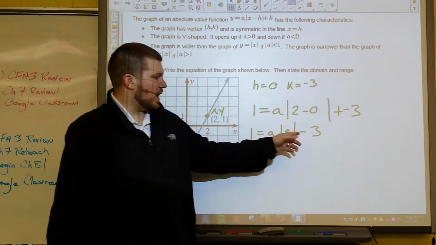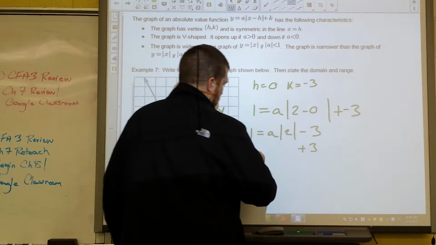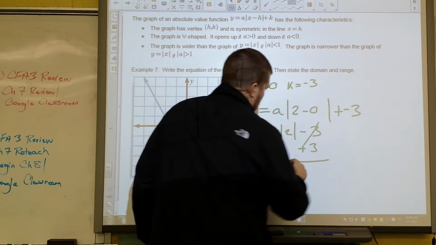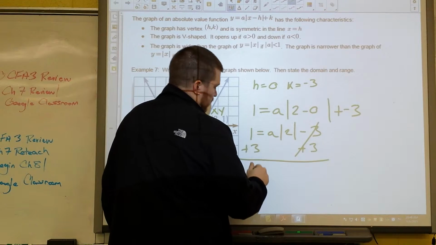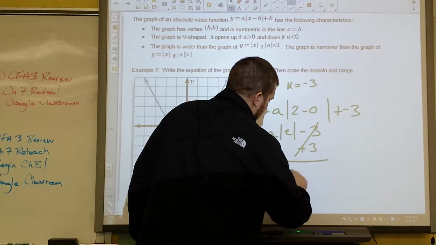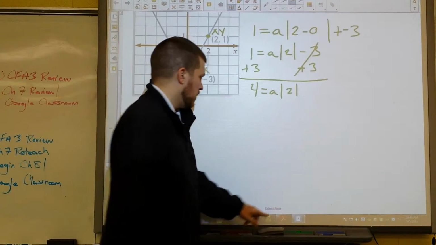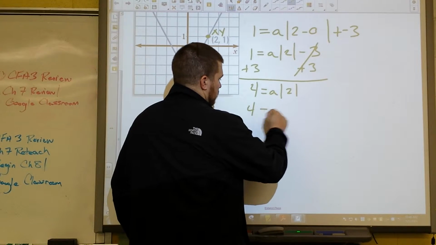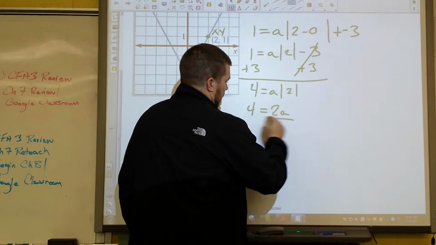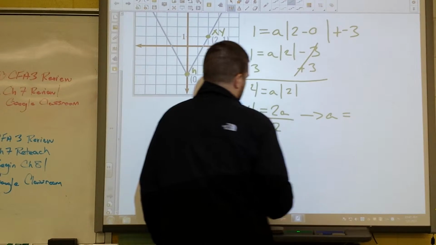Well, I want to start getting a by itself, so I'm going to go ahead and add 3. They cancel out. So I have 1 plus 3, which is 4, equals a times the absolute value of 2. But the absolute value of 2 is just 2. No big deal there. So I have 4 equals 2a, which means if I divide by 2 on both sides, that a is equal to 2.